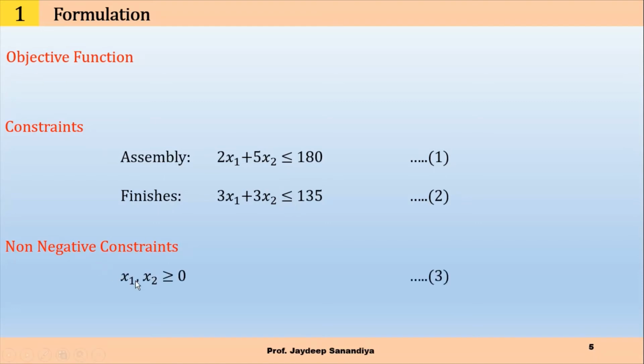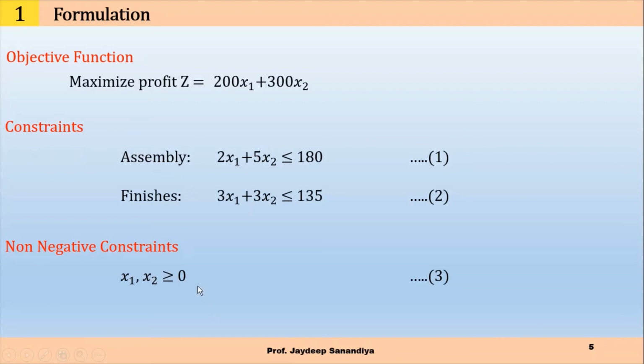Similar way, non-negative constraint: x1 and x2 are greater than or equal to 0, because the number of produced cars and trucks will never be negative. You cannot produce a negative number of cars and trucks, right? And our objective function is maximize profit z equals 200x1 plus 300x2. So this is the formulation of the problem. Whenever you formulate the problem, these three things must be remembered: you have to define the objective function, all the constraints, and the non-negative constraint.